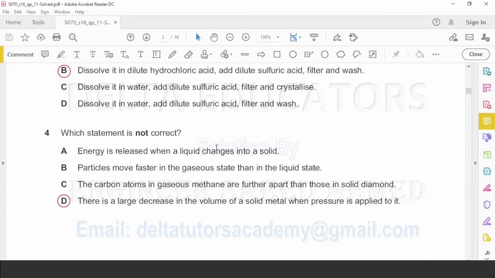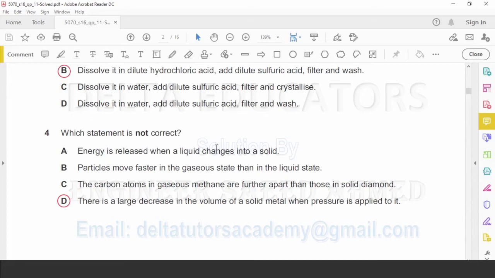Option B, particles move faster in the gaseous state than in the liquid state. Yes, it is also correct. The kinetic energy of the molecules in the gaseous state is more as compared to the kinetic energy of the molecules in a liquid state. So it is also not our possible option. Option C, the carbon atoms in gaseous methane are further apart than those in solid diamond.